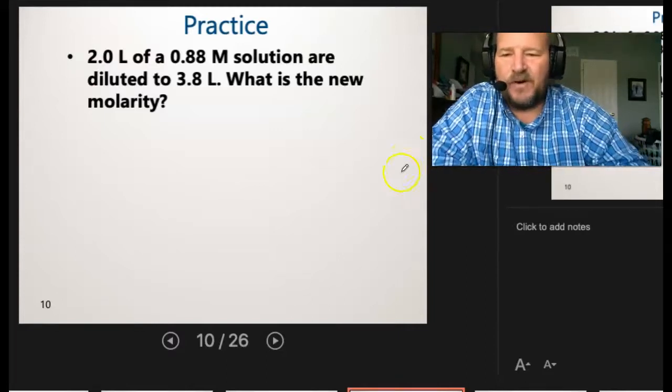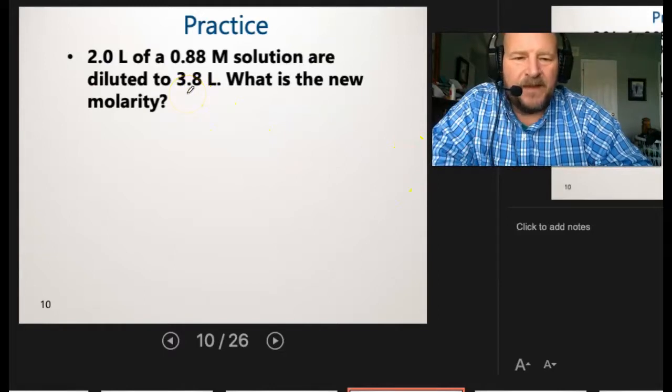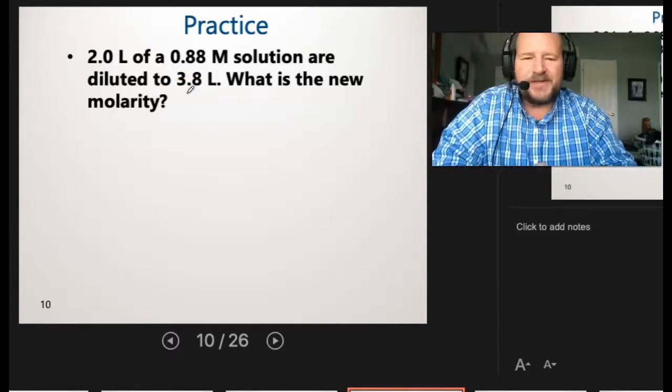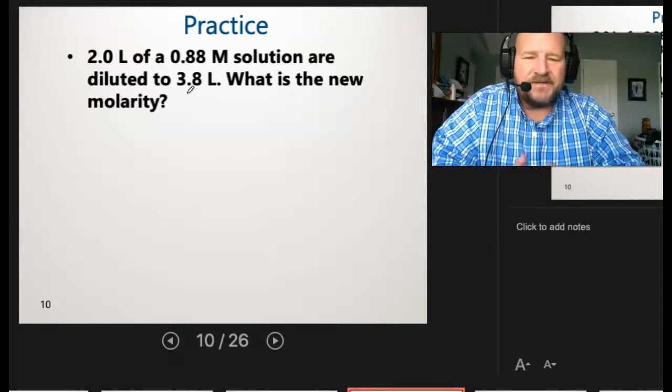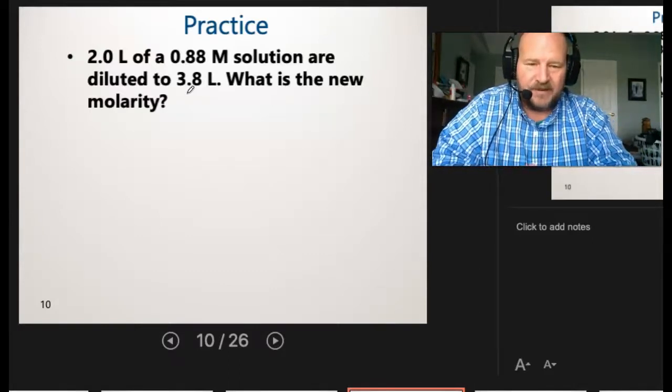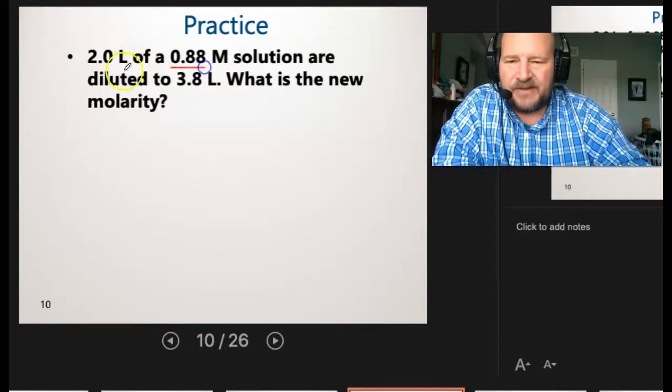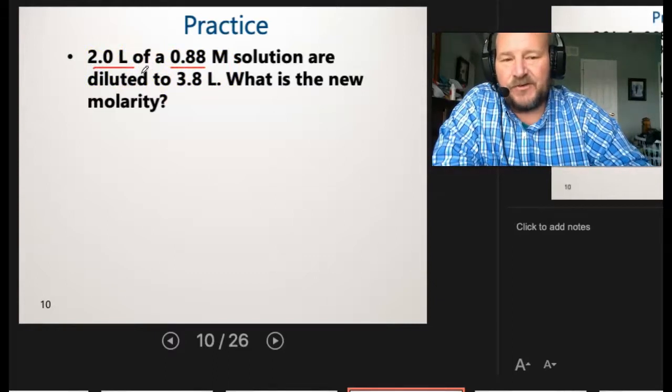Okay, so again, M1V1 is equal to M2V2. Just like in gas laws, it doesn't matter which ones we set to 1 and 2. We just have to make sure we have the 1s together and we have the 2s together. So 2 liters of a 0.88, these two have to go together. Whether we make them 1 or 2 doesn't matter, but they have to be together.